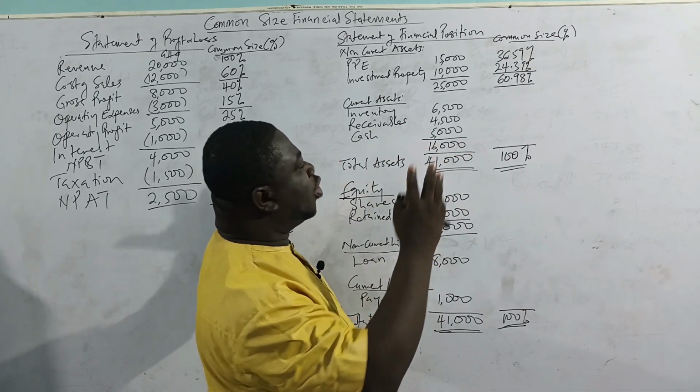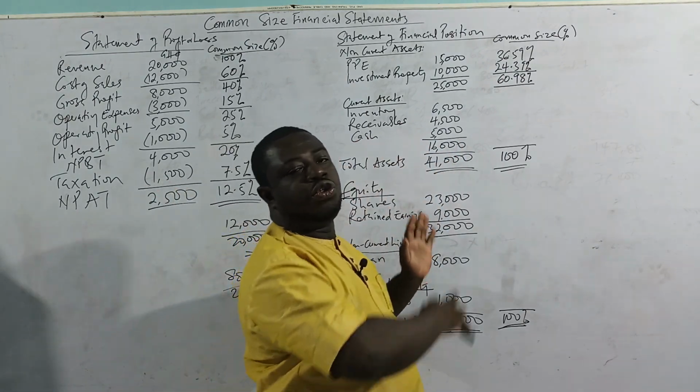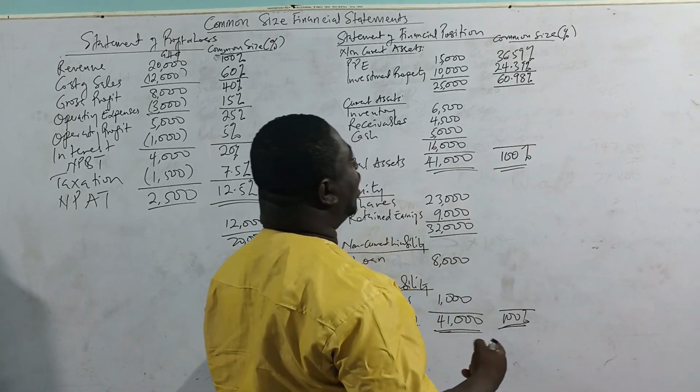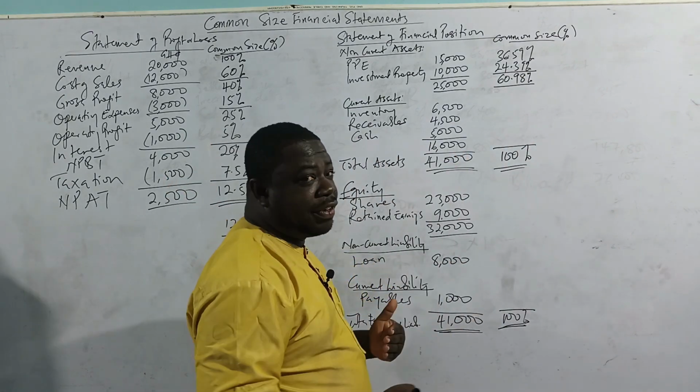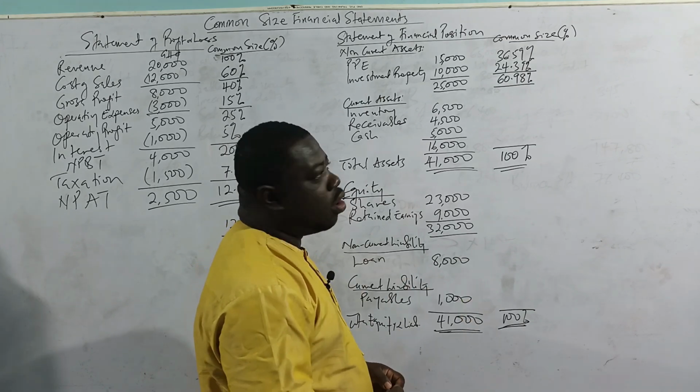That is why it is common size. It makes sense if after doing this for one company, you take another company and do the same for that company, so that when you are done, you can now compare the figures, that is if they are in the same industry. You compare the figures to know who is doing well or not.